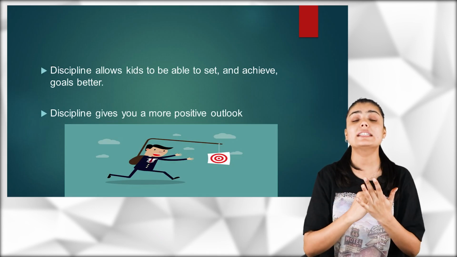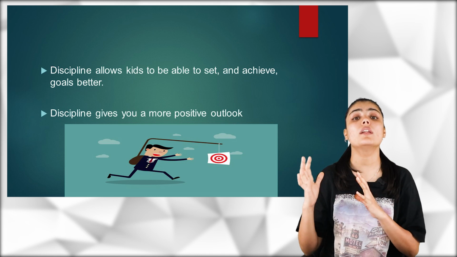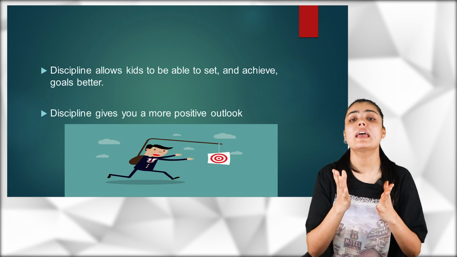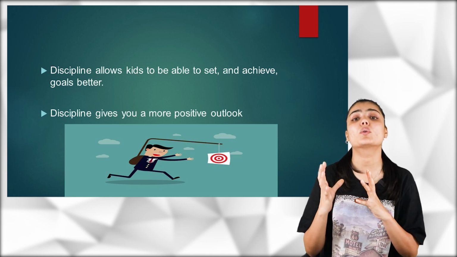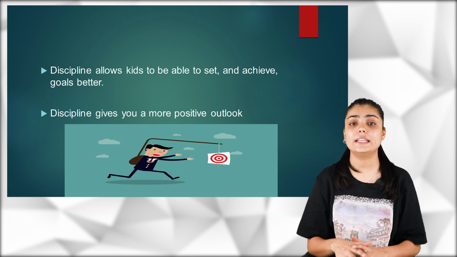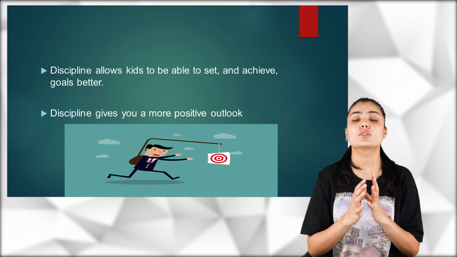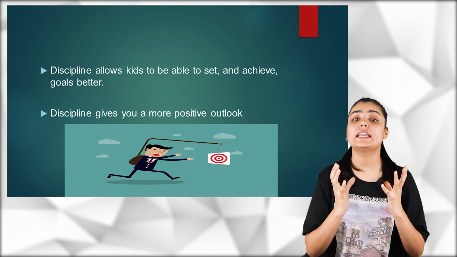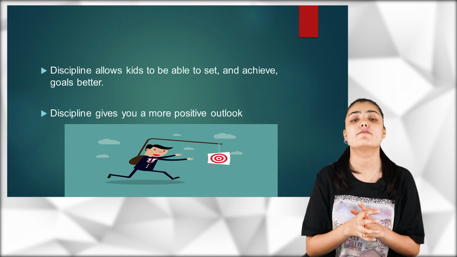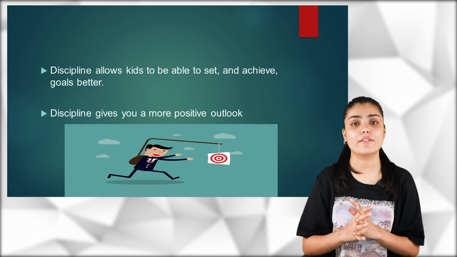Next, discipline allows kids to set and achieve goals better. There is a certain discipline that is followed by kids. It will help them achieve better goals. And the last advantage of discipline is that discipline helps you develop a positive outlook. So discipline will also help an individual to develop a positive outlook towards the environment, towards the surroundings, and towards things that are taking place in his environment.